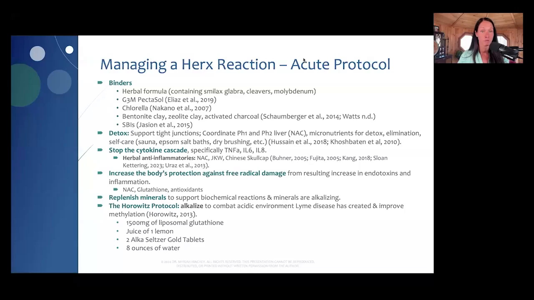I love chlorella. Chlorella is probably my second favorite binder, and it also has a dual action. So not only does chlorella bind, but it doesn't bind your nutrients. It binds the LPS and other toxins, heavy metals. But it also is very alkalinizing to the body and anti-inflammatory. So we're getting, I love it when things give us more than just one effect.